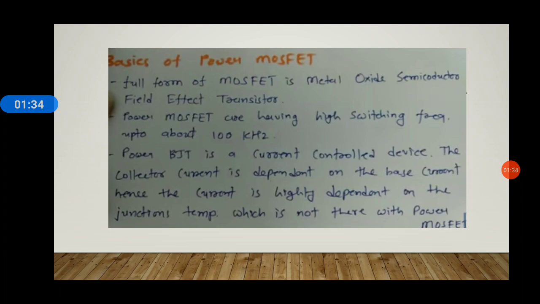Basics of power MOSFET. We all know that the full form of MOSFET is metal oxide semiconductor field effect transistor. Now, why metal oxide semiconductor? Because we know that a metallic layer is being insulated by a silicon dioxide layer. So, metal oxide semiconductor field effect transistor.